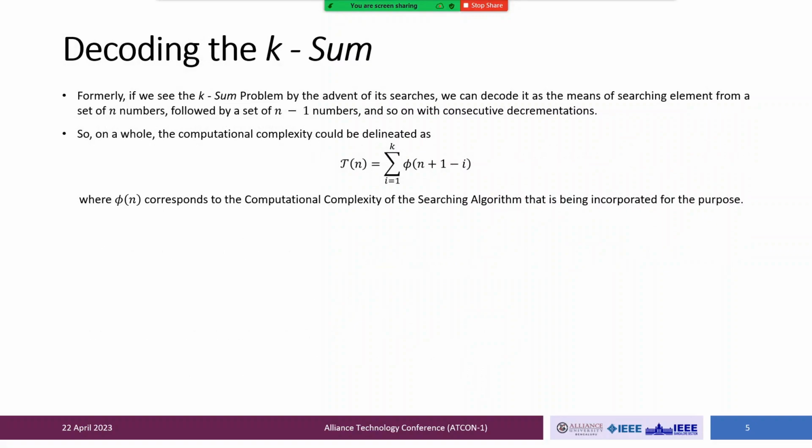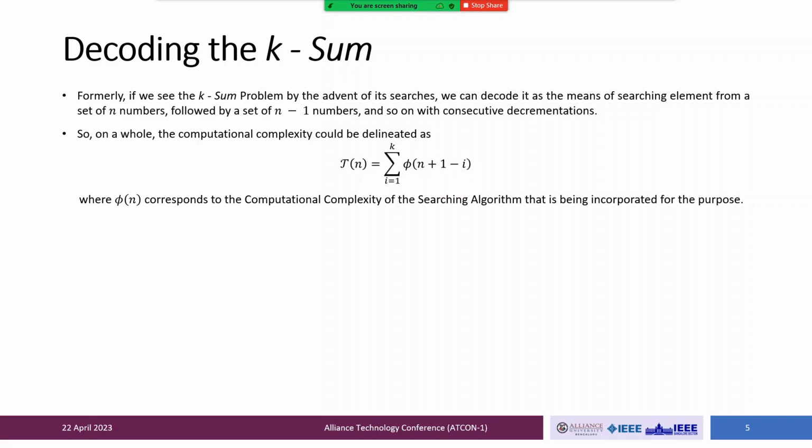Now, this part is the main backbone of this research. This slide is mainly the backbone of the research. So, here we will be decoding the K-sum problem. Formally, if we see the K-sum problem by the advent of its searches, we can decode it by means of searching. It can be simplified to basic searches.